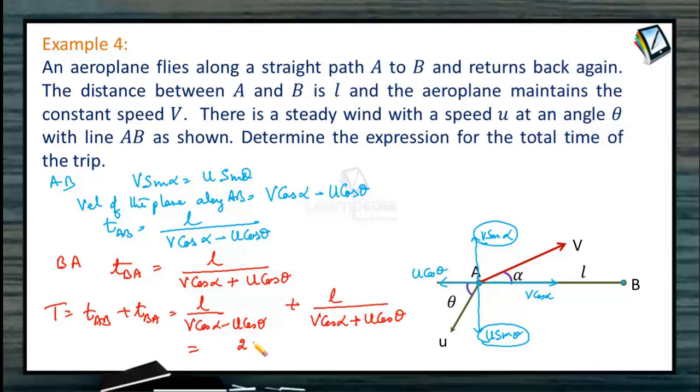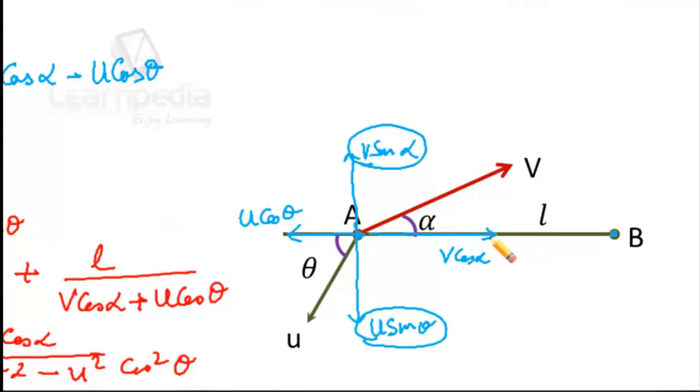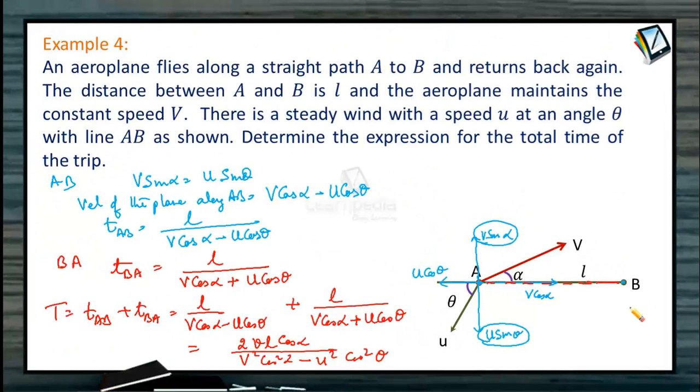That is equal to 2VL cos alpha divided by V square cos square alpha minus U square cos square theta. So the airplane will be moving from A to B like this and again coming back from B to A, maintaining the same angle alpha so that these two components again get balanced.